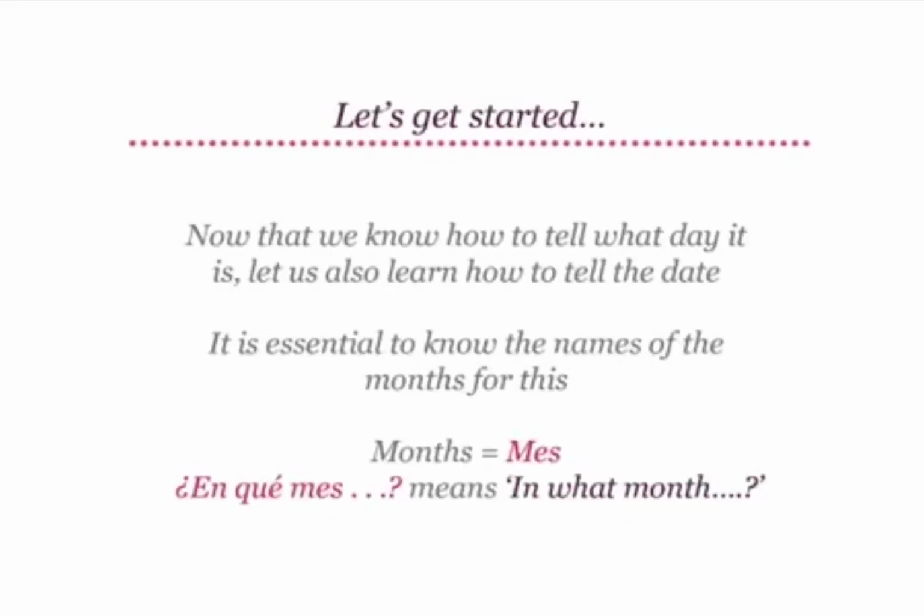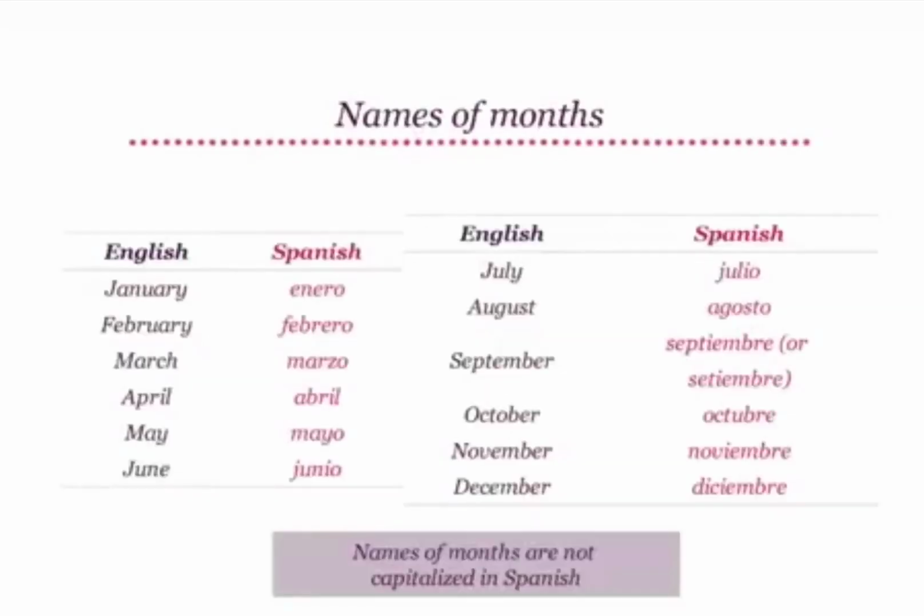To tell what date it is, we will need to know the names of the months. Month is translated as mes. For example, en qué mes means in what month. Let's now look at the names of the months.